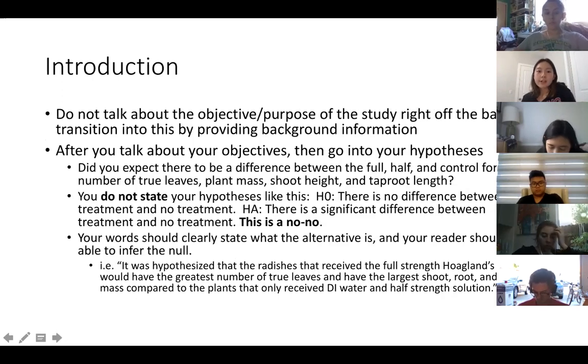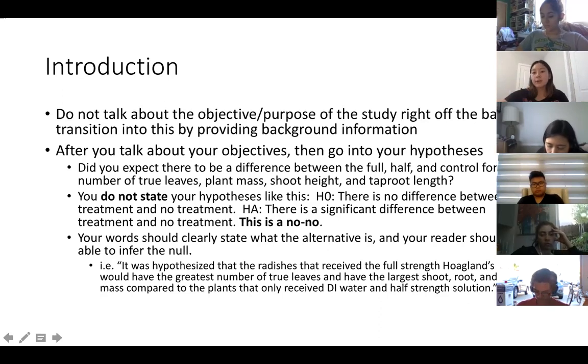So with your introduction, don't talk about your objective or purpose right off the bat. You want to transition into your objective of the study by providing tons of background information. So providing context into what we did. So once you talk about all of your background information, then you can talk about your objectives.